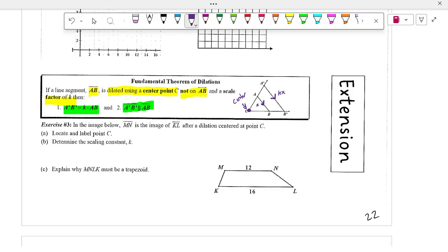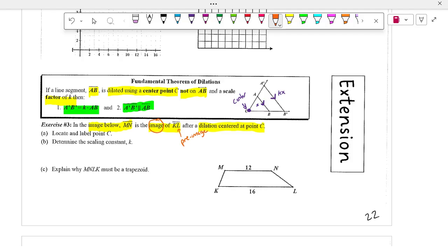Now, the next exercise puts that into practice. The image below is MN, and MN is the image of KL with a dilation centered at point C. So MN is an image of KL. Which one came first? KL came first. Because remember, image means it's after transformation. Pre-image means before transformation. So KL is my pre-image.